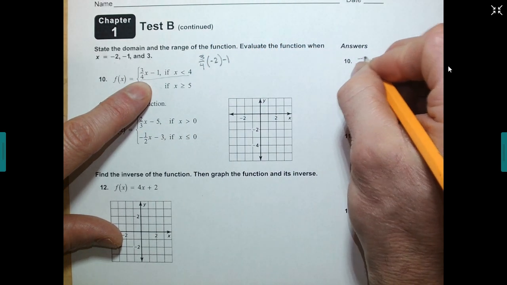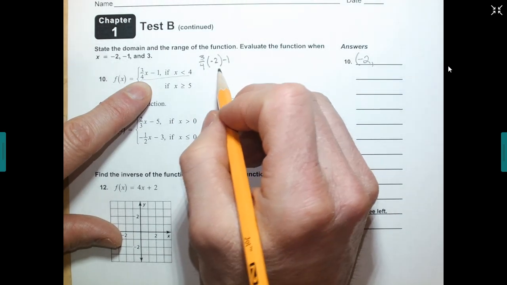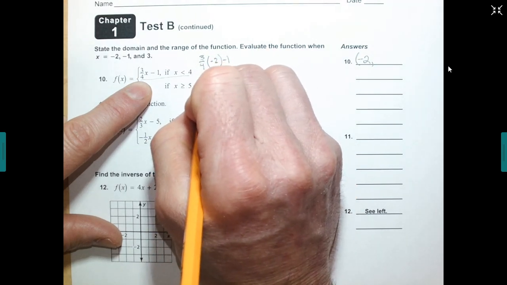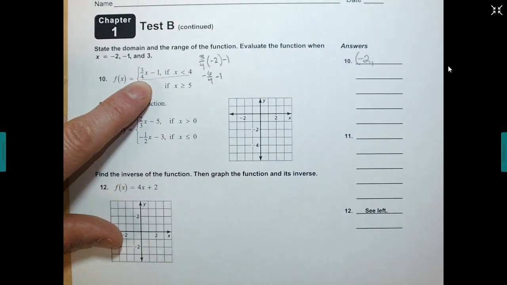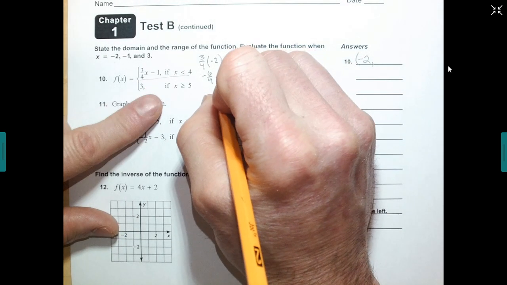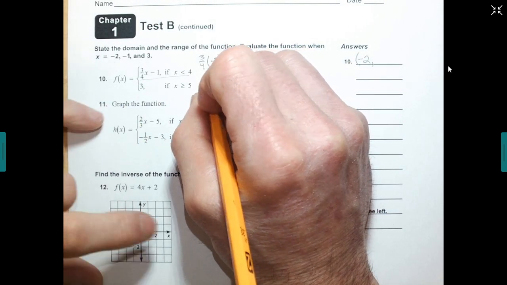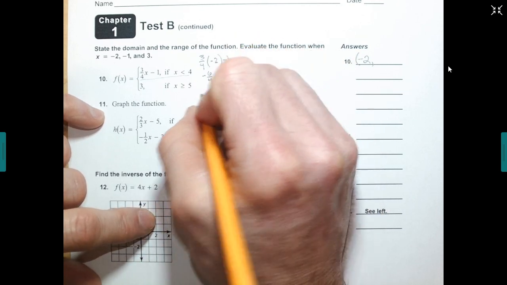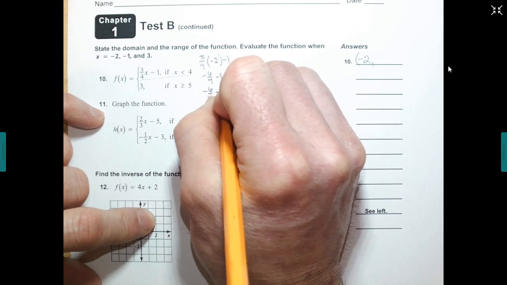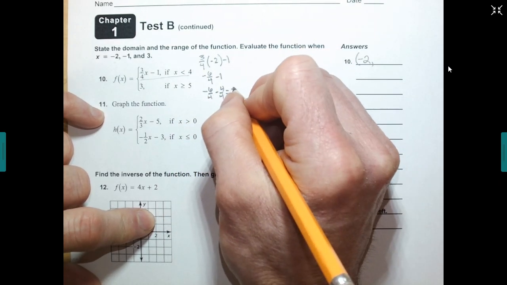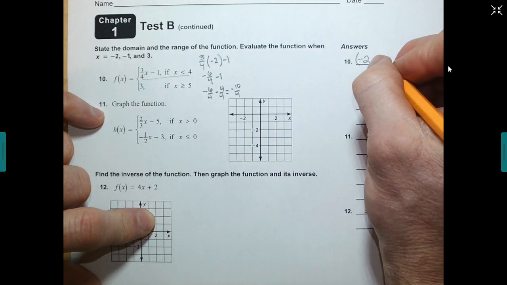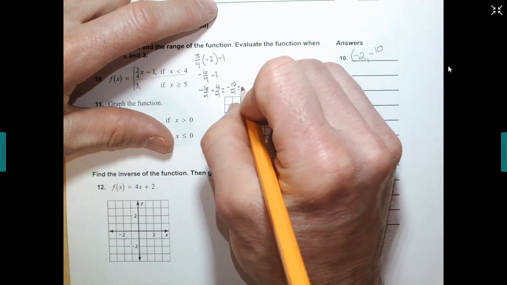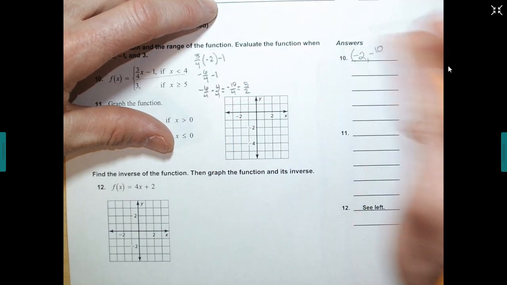So when x is -2, my y is going to be -6/4 minus 1. I can put this as 4/4, so -6/4 minus 4/4, so I get -10/4. -10/4 would be -5/2.